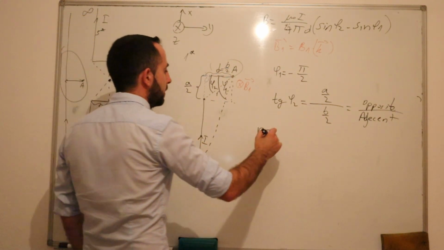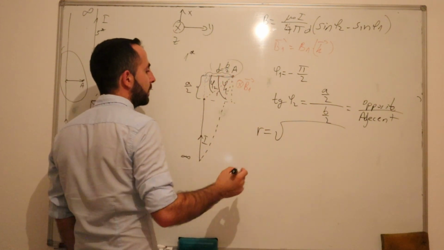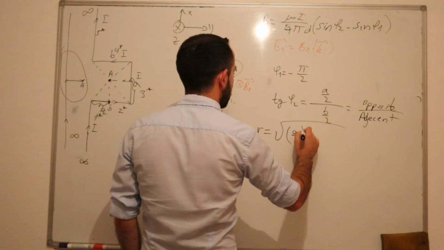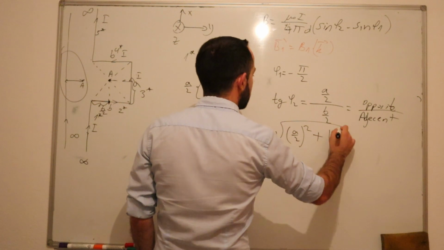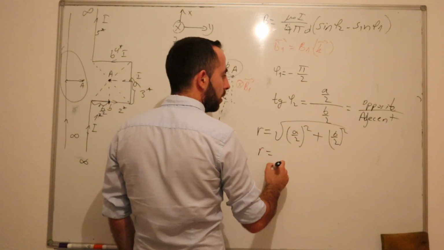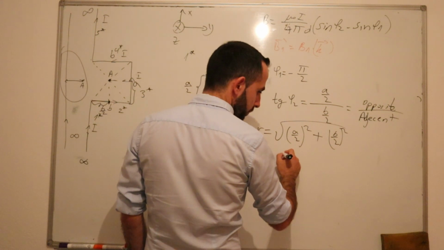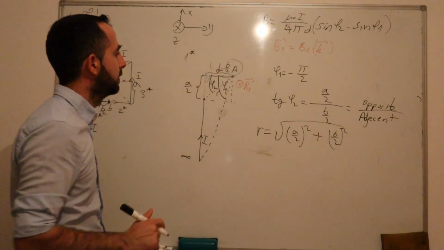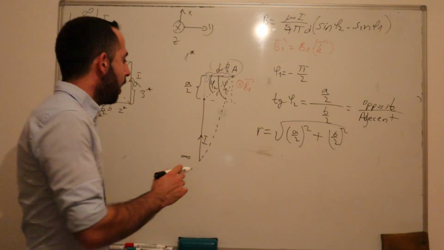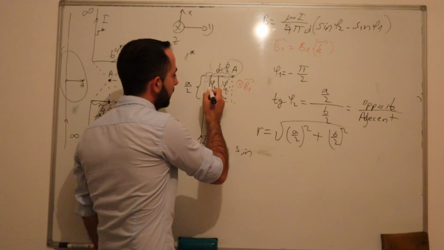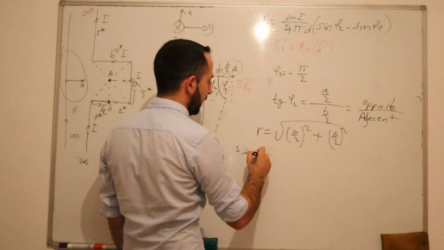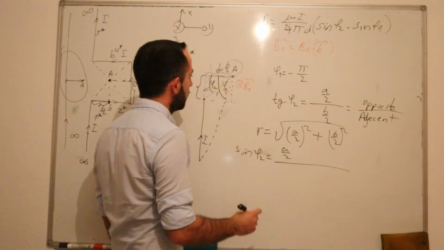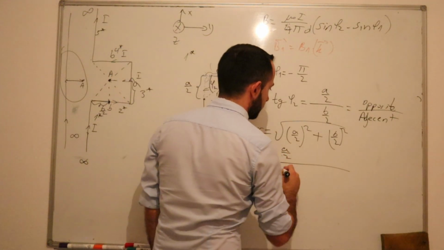The hypotenuse is equal to the square root of one cathetus squared plus the other cathetus squared, which means R equals that. So now I can use that sine of this angle is the opposite cathetus, which is A and a half. So sine phi2 is equal to A and a half over the hypotenuse, which is this.